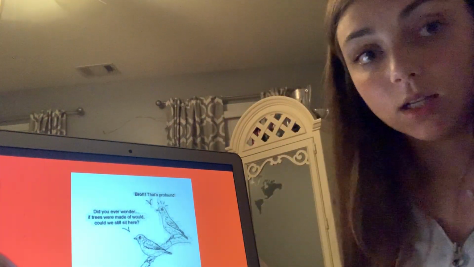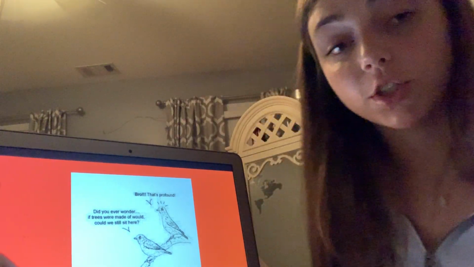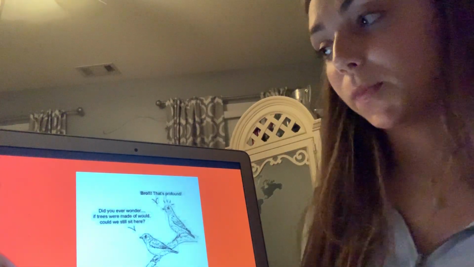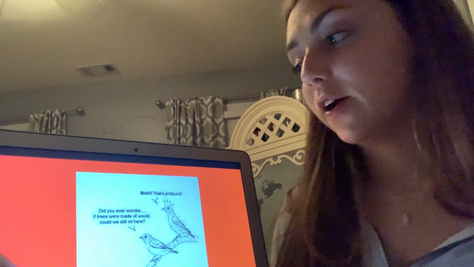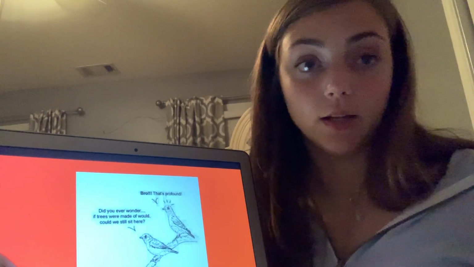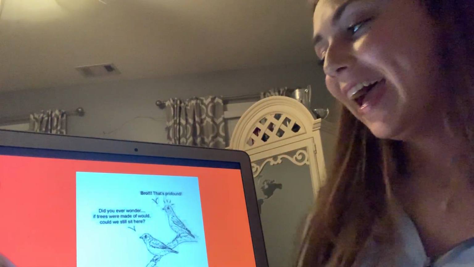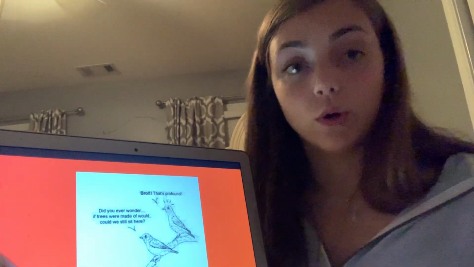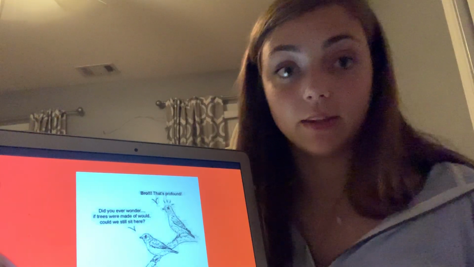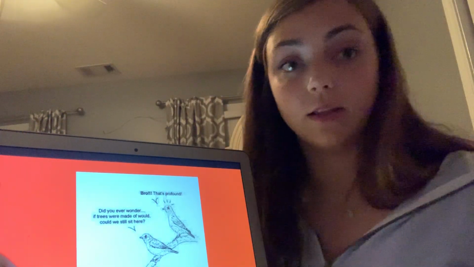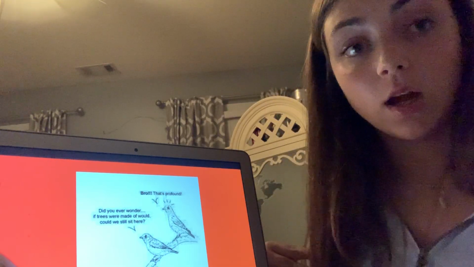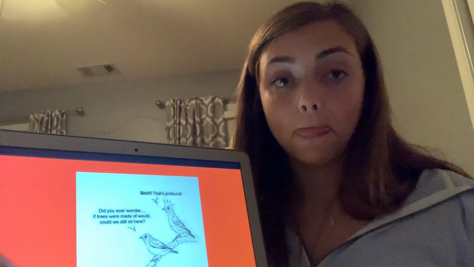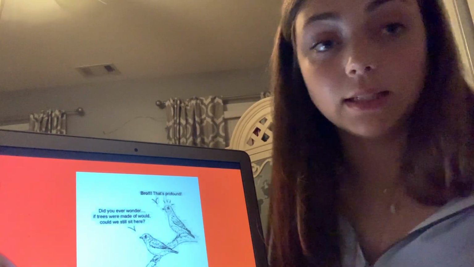And so this is just a cartoon basically showing conditional terms in German, which can also relate to subjunctive 1. So a bird says to another bird, did you ever wonder if trees were made of wood, could we still sit here? But wood is spelled W-O-U-D-U-L-D. And then the other bird says, bro, that's profound, because they're using wood as a conditional term. So werde, you'll see in subjunctive 2 that werde is the auxiliary that goes before all the verbs in the sentence. So from here on, we're moving forward to conditional and commanding terms.